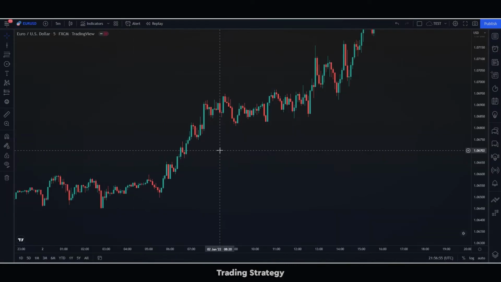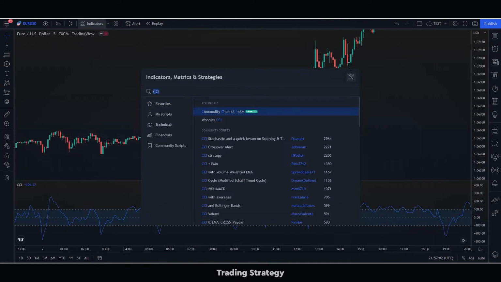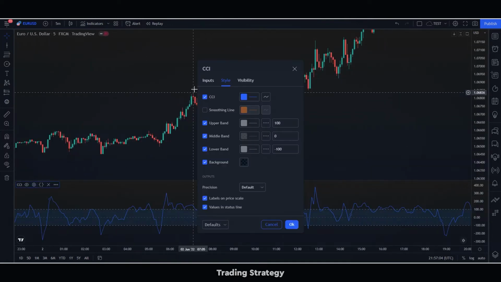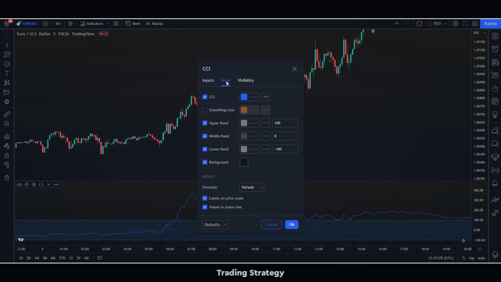The first thing we will have to do is select the CCI indicator and put it with a parameter of 200. We will deactivate the background and the upper and lower lines.